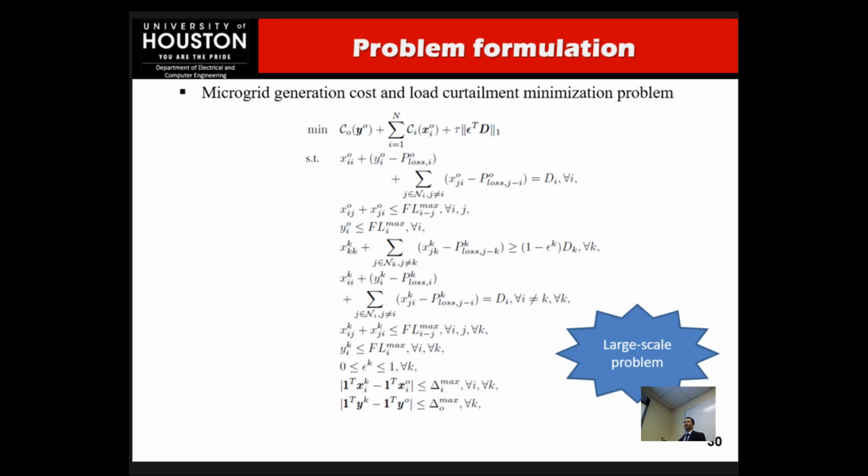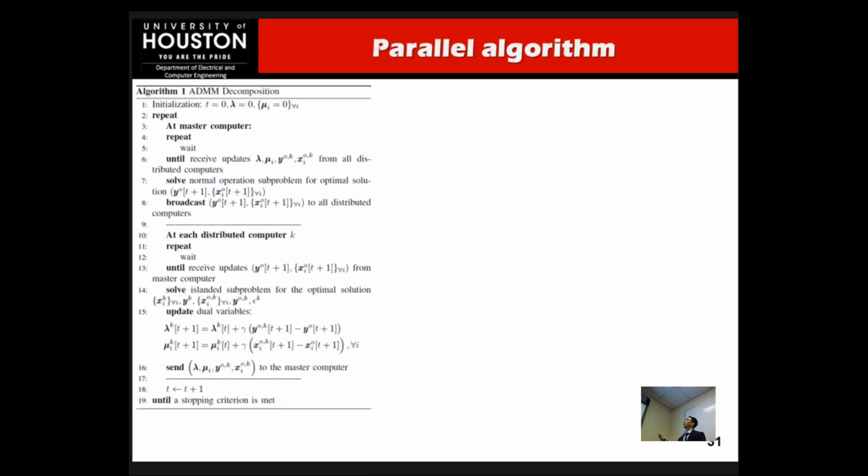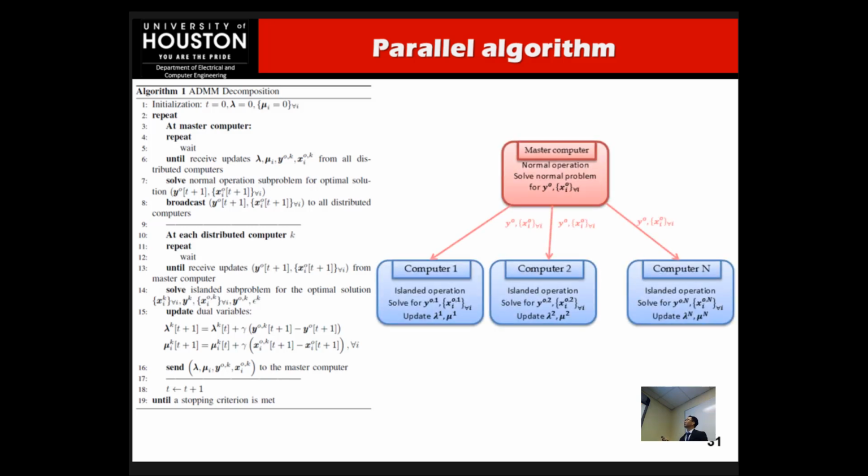Because we incorporate a lot of security constraints into our problem, it becomes a large-scale optimization problem, and it's very challenging to solve in a centralized fashion. So we use ADMM to decompose this problem into smaller subproblems, and each smaller subproblem can be solved on different computers. The whole parallel algorithm can be summarized here. The basic idea is we decompose the original problem into the normal operation subproblem and the islanded operation subproblem. First we solve the normal subproblem, then we send some information to a different computer, which will solve the islanded subproblem. Then it sends information back to the normal operation problem, and this procedure is repeated until it converges to the optimal solution.